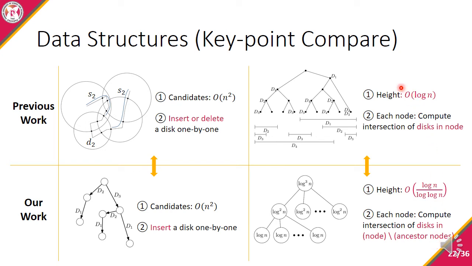As you know, the height of the segment tree is log n, and the height of the log n array search trees is log n over log log n. This means for each emptiness test, our work uses fewer intersections of inflated disks than previous work.